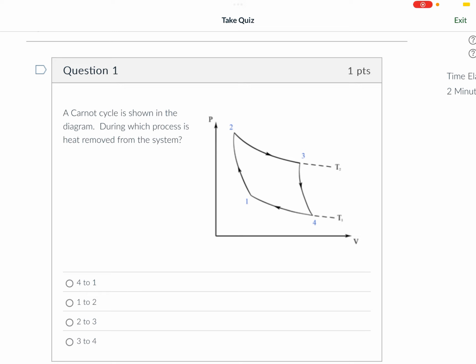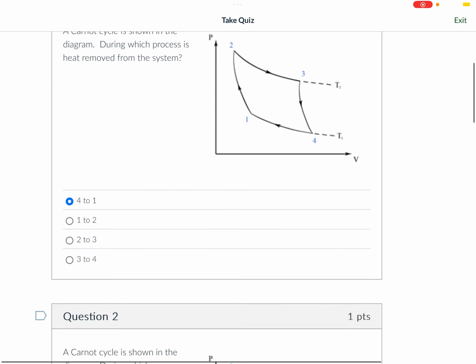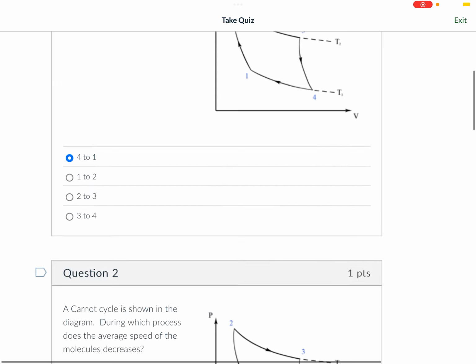So where is there positive work? It's when the volume is decreasing. So I would say from 1 to 4, or from 4 to 1, whatever. Yeah, 4 to 1. That's a better answer.